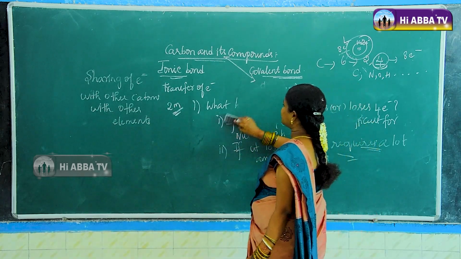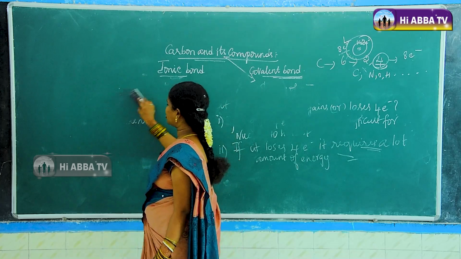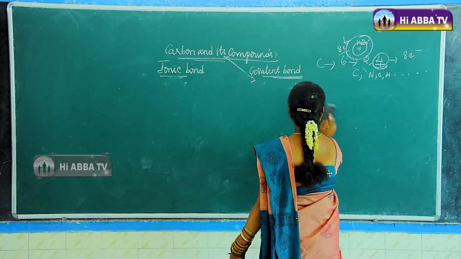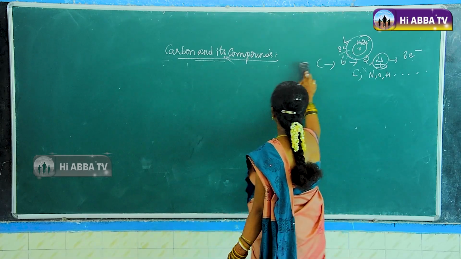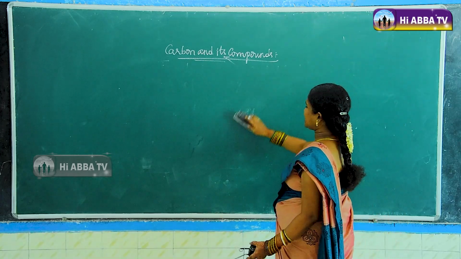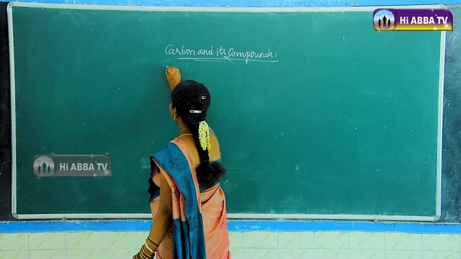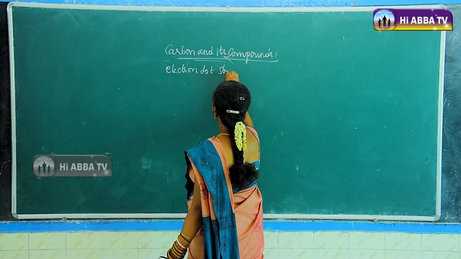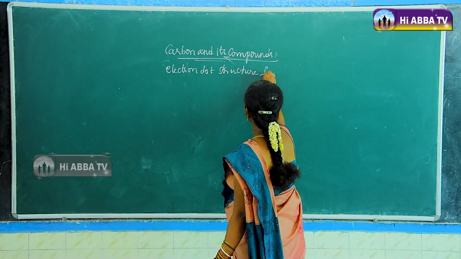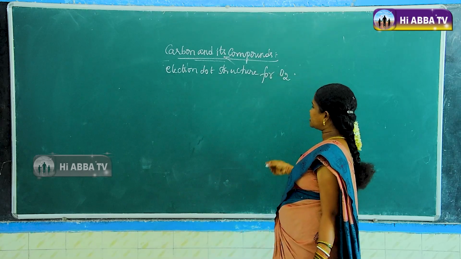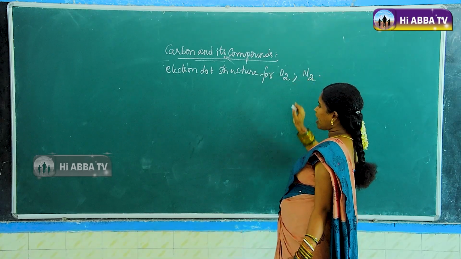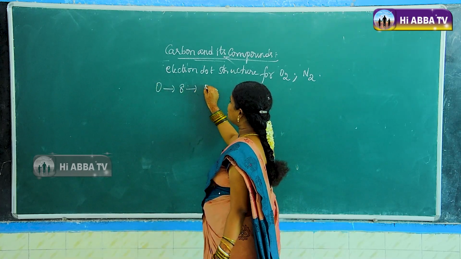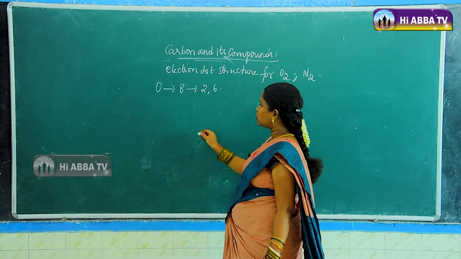And moving to the next topic, electron dot structure, how the sharing is done or how the electron dot structure is drawn. I'll give a simple example, and that is also the most expected question: the electron dot structure for O2, oxygen, as well as nitrogen. How can we draw? First, oxygen. What is the atomic number for oxygen? It is 8. So its electronic configuration will be 2, 6.